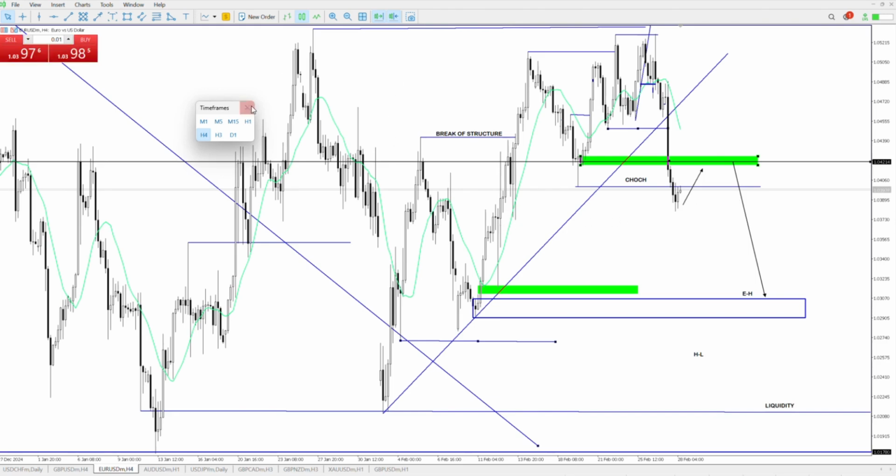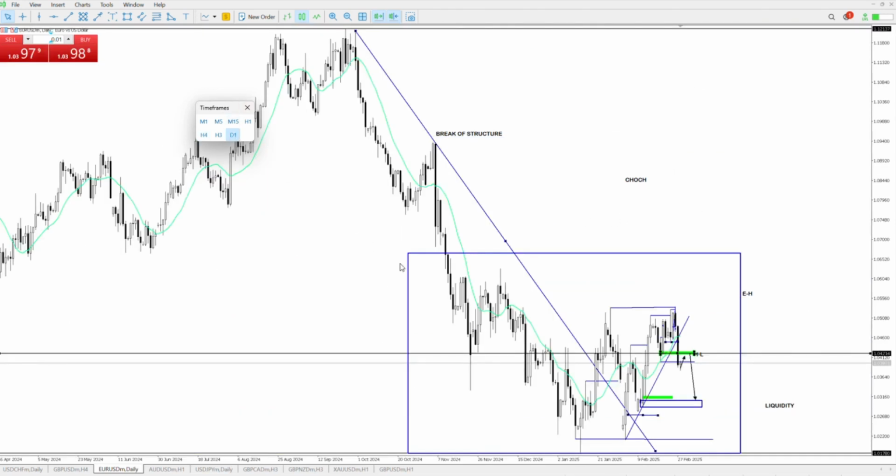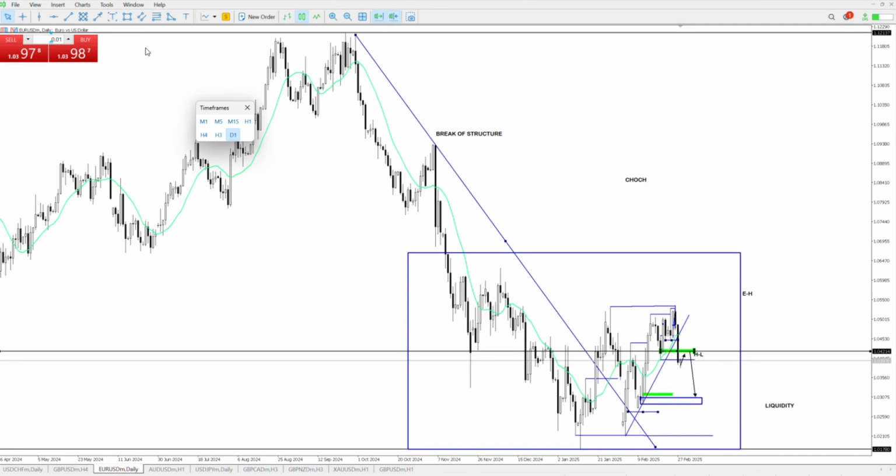Let's go back to the daily time frame and see what we have. You can see this is on the daily time frame now. This is where we're expecting to buy Euro USD. Now I'm just going to highlight the points. If you are buying Euro USD, this is our buy zone at this particular order block here. So let me just draw this, targeting this point.